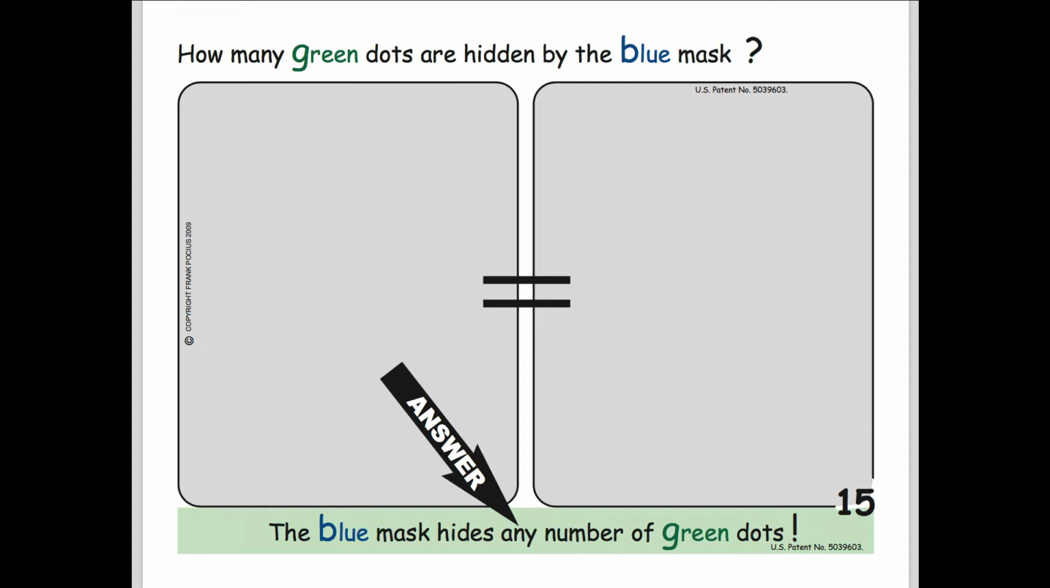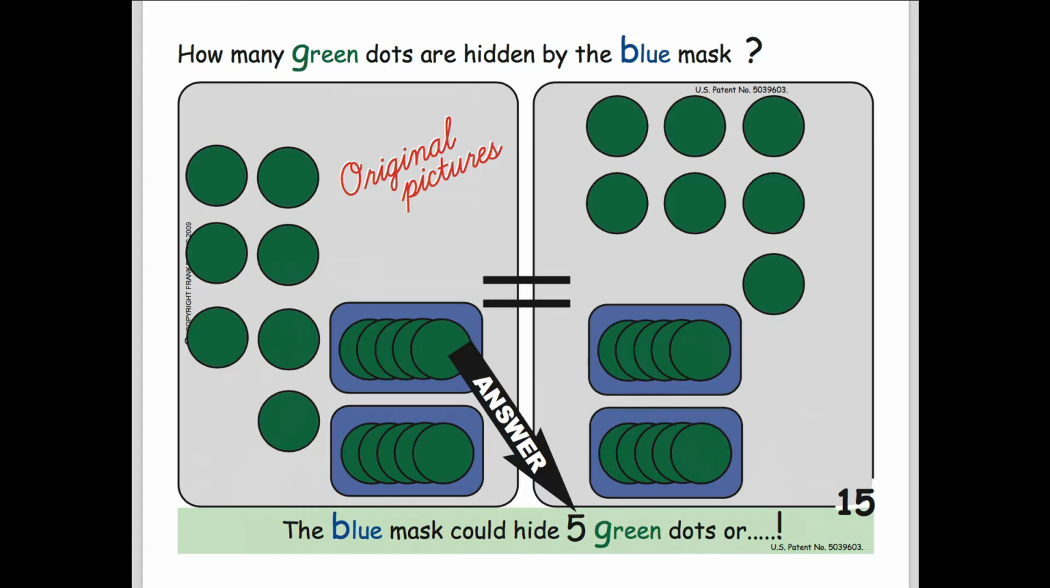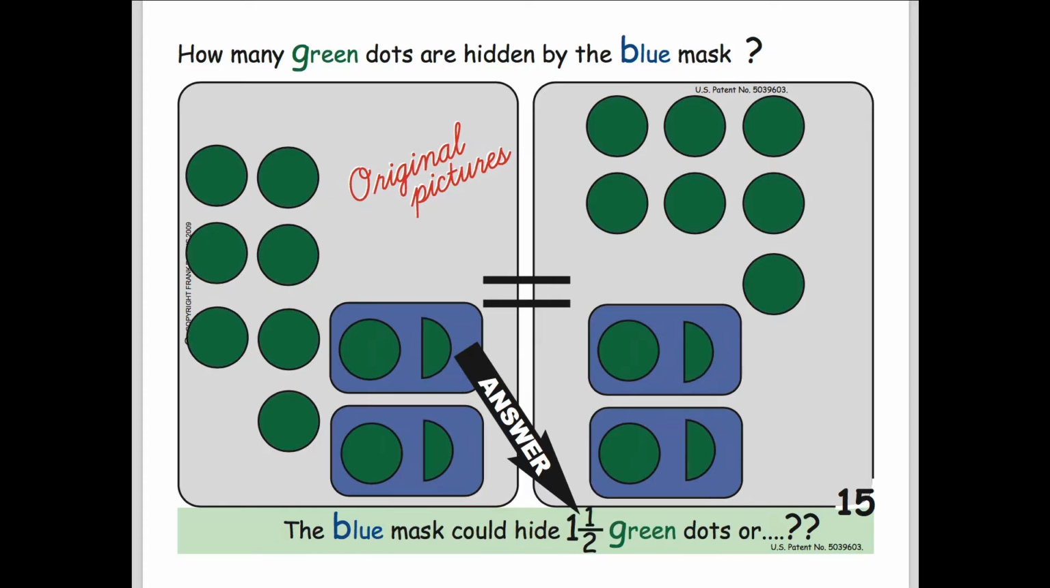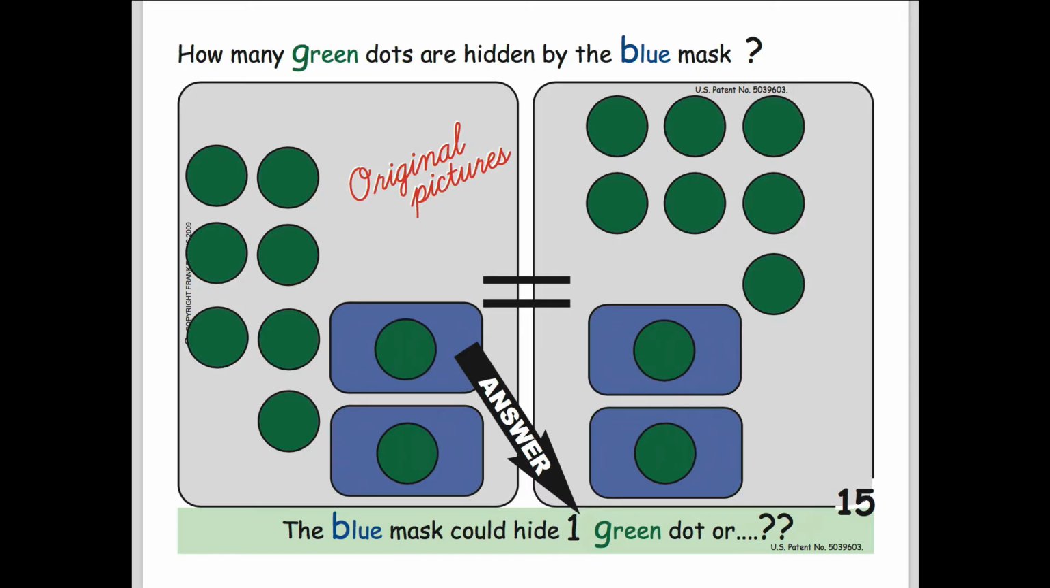The blue mask hides any number of green dots. The blue mask could hide 5 green dots. The blue mask could hide 3 green dots. The number of green dots in each picture are equal. The blue mask could hide 2 green dots. The blue mask could hide 1 1/2 green dots. The blue mask could hide 1 green dot. It doesn't matter. The 2 pictures will always be equal.